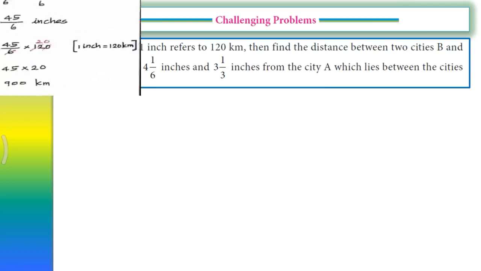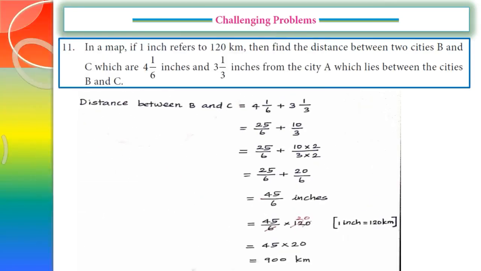Listen to the question. That is a map oriented question. Distance between B and C equals 4 1/6 plus 3 1/3. Convert the mixed fractions into improper fractions. So 4 sixes are 24, 24 plus 1 is 25 by 6. 3 threes are 9, 9 plus 1 is 10, so 10 by 3. 25 by 6 and 10 by 3.